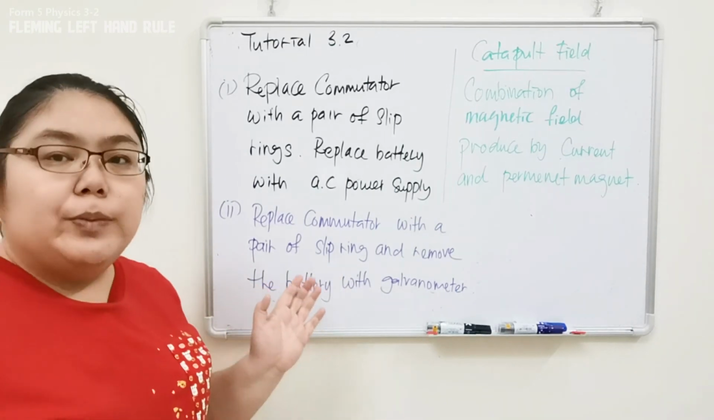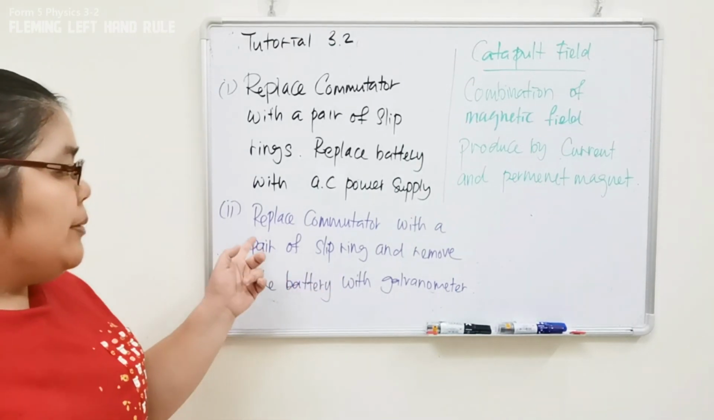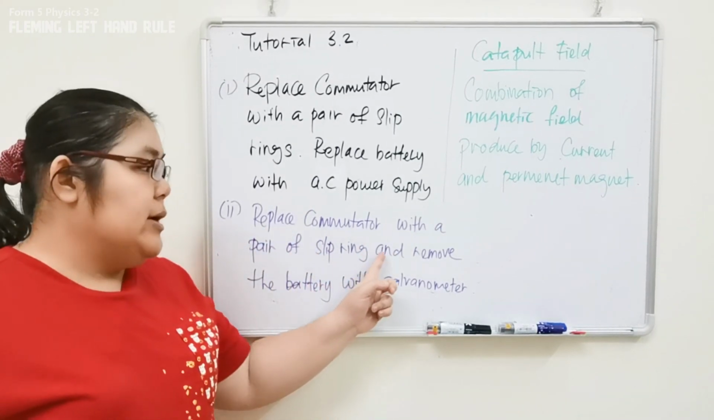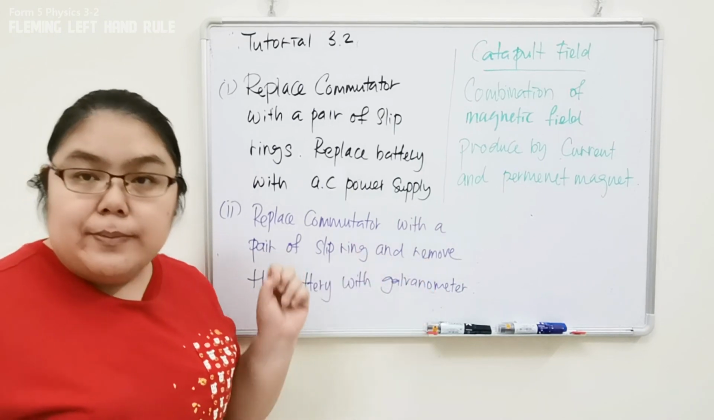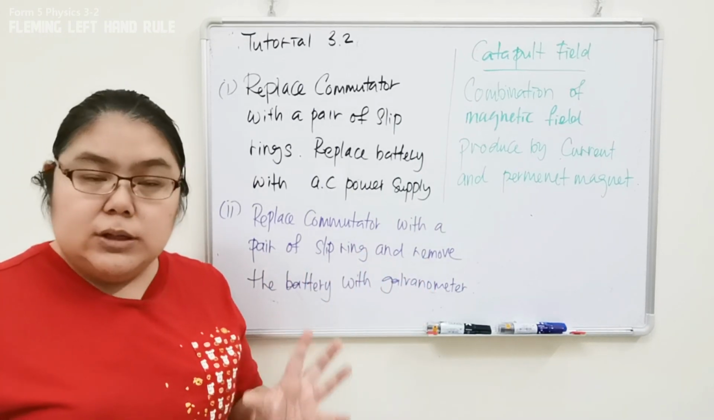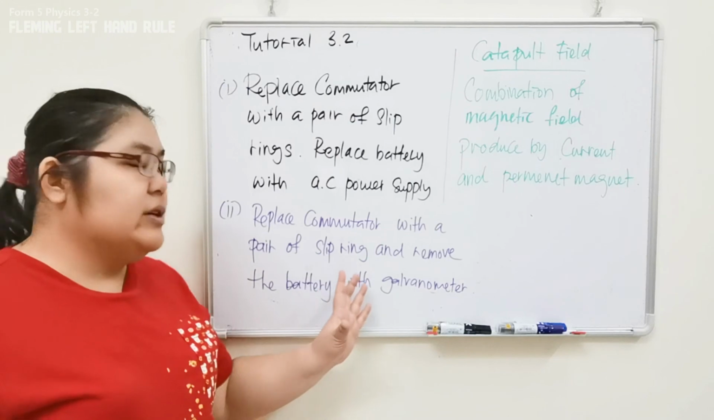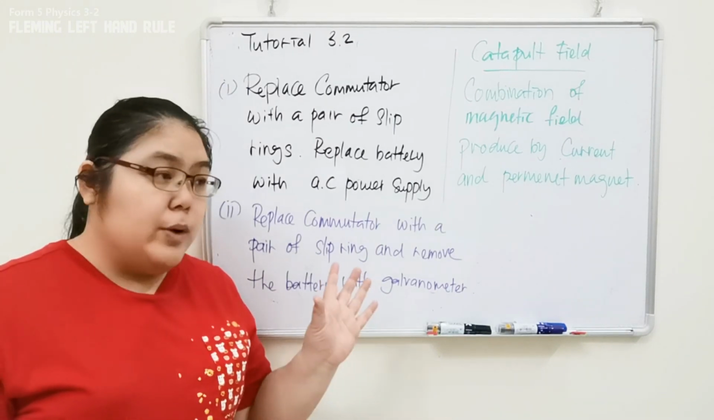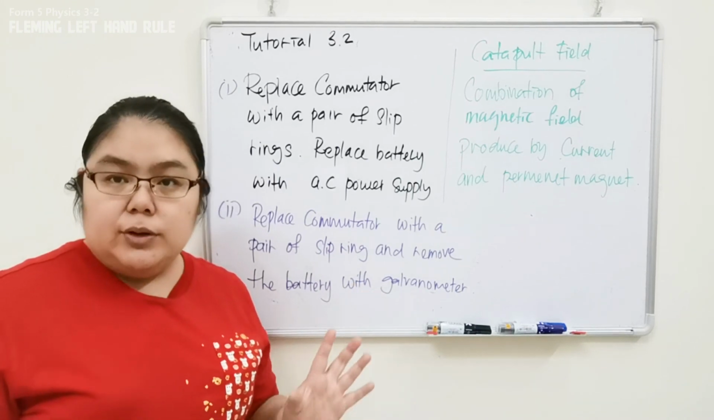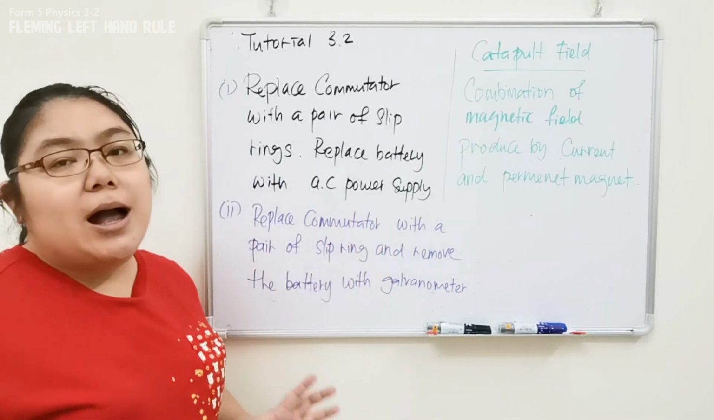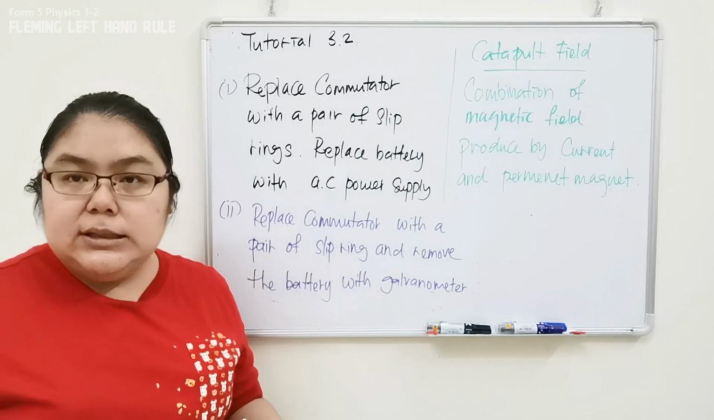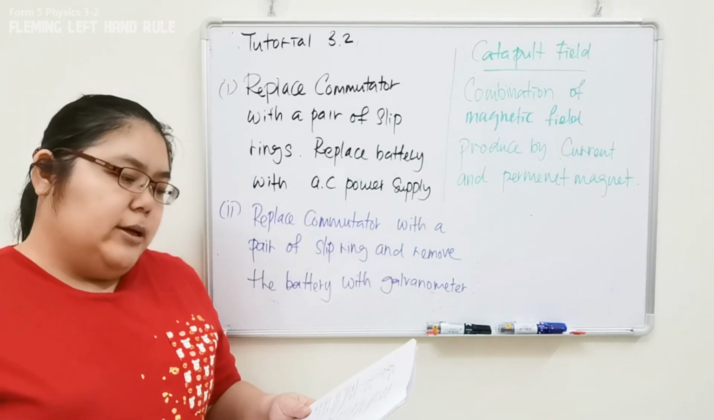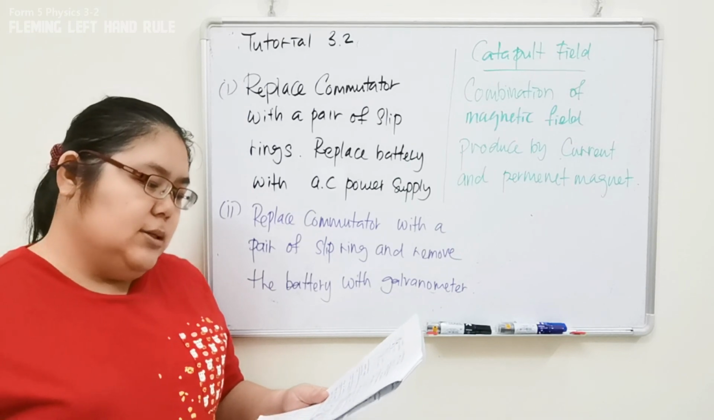Okay, the next one, to become the AC dynamo. So that means the same again: the commutator must be replaced with slip rings. Okay, after that you need to remove the battery, take out the battery because we no need to use the battery, but we replace it with a galvanometer. Okay, you can put a bulb too because we want to test whether the current is produced or not. Okay, so this is how we modify the DC motor to become the AC motor and AC dynamo.